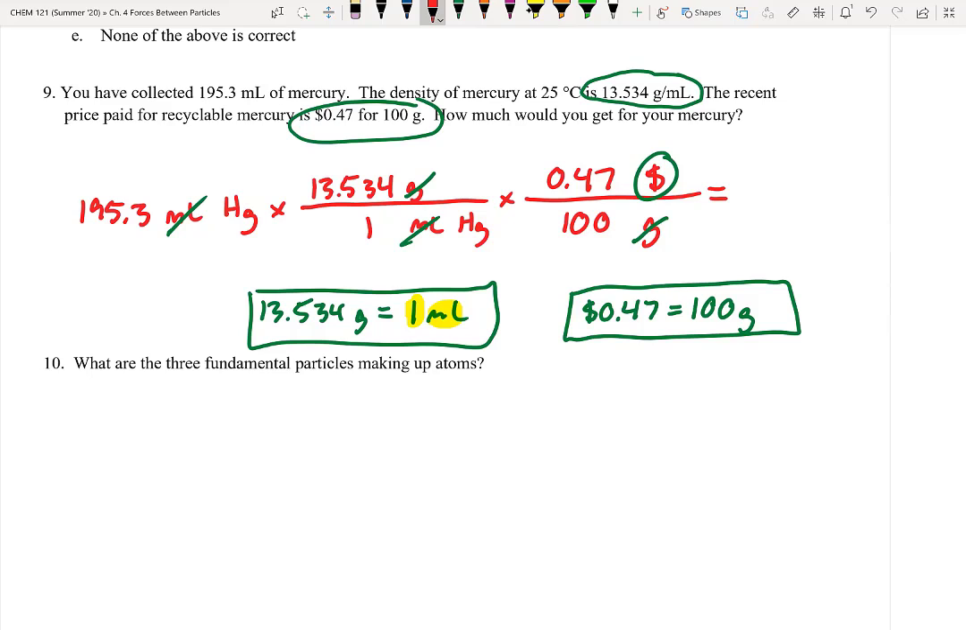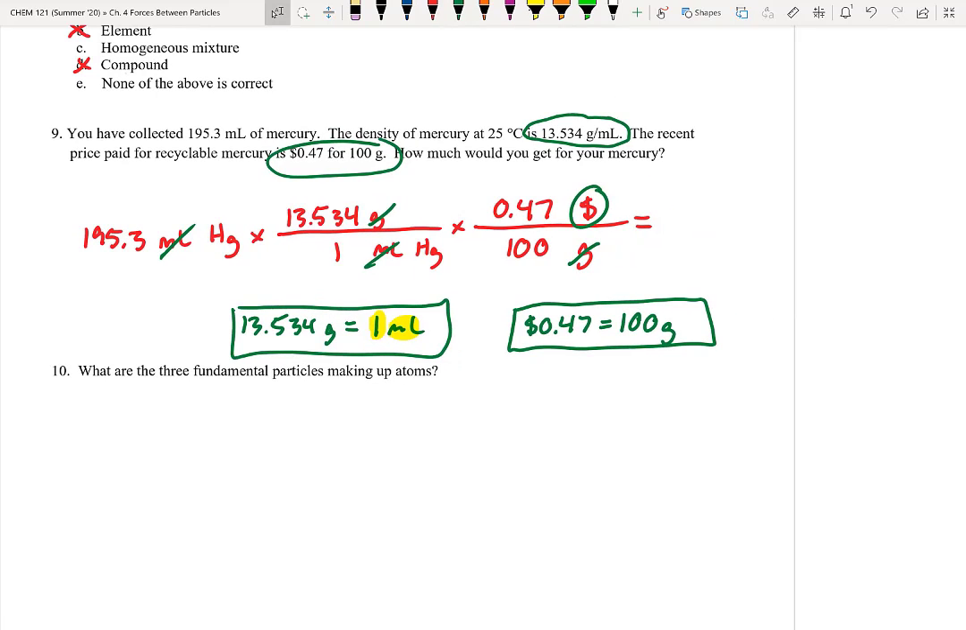So 195.3 times 13.534 times 0.47 over 100. Okay. And if we round it to the nearest penny, this would be $12.42. So that's how much money that person would be able to get if that person tried to sell this mercury to whoever was buying it.